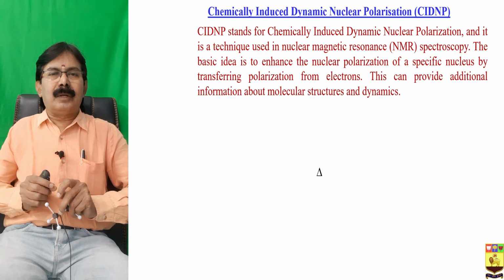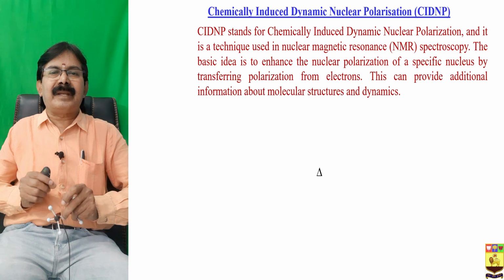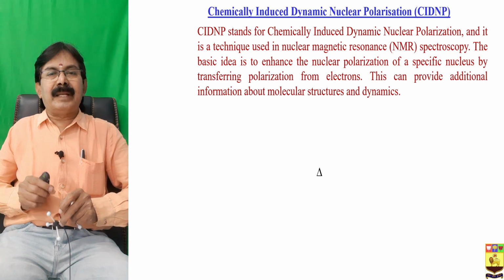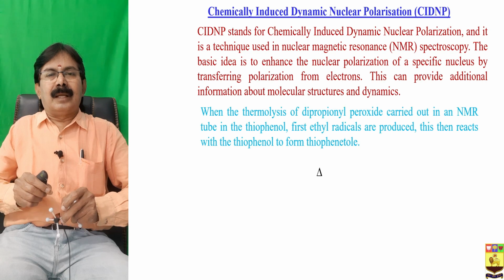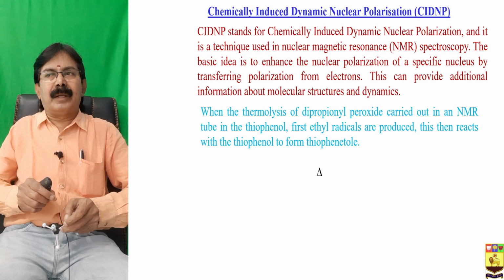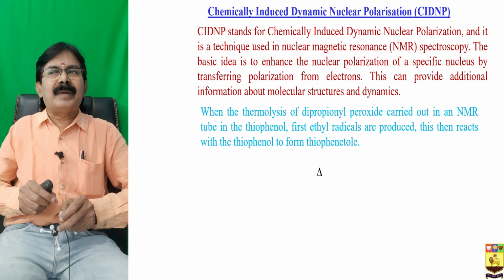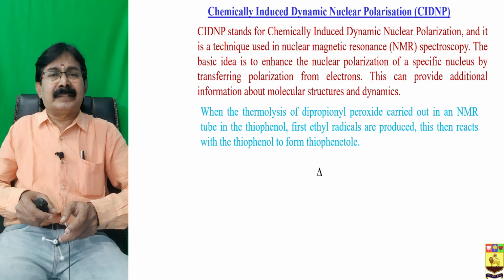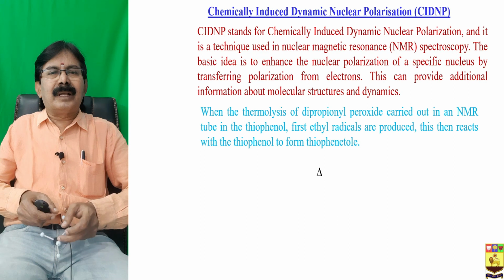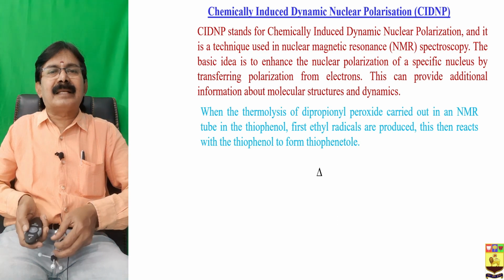During the reaction, if a free radical is formed, that free radical transfers its magnetic information to the nucleus. We call this the polarization of a specific nucleus by transferring polarization from electrons. This can provide additional information about the molecular structure and the dynamics. Dynamics means the chemical kinetics, that is, the reaction mechanism.